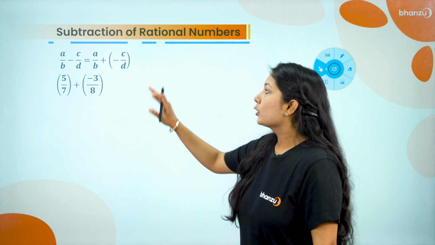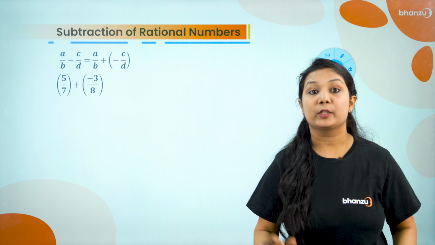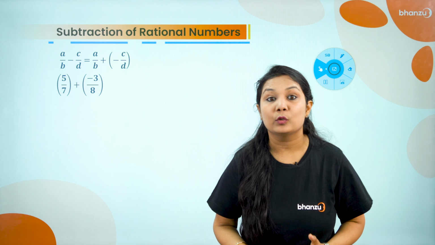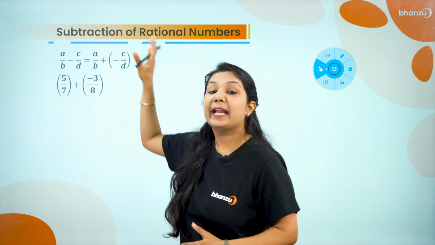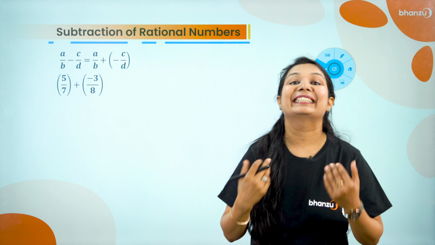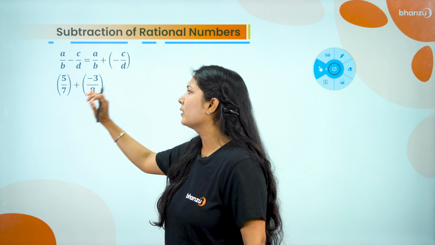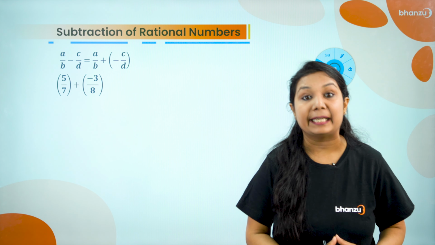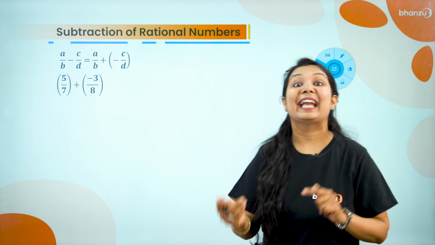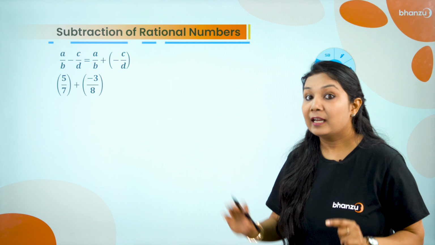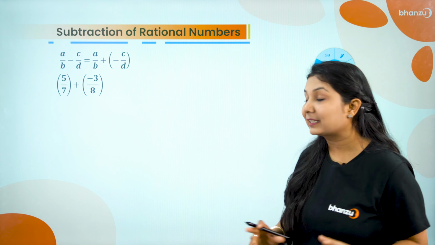So let's see. A upon B minus C upon D. Whenever we have to subtract two rational numbers, we can actually do addition of the additive inverse of the second rational number. So if you see this question right now, 5 upon 7 plus minus 3 by 8. So what we had done? We had taken the additive inverse of the second rational number, right? The same question was there in our previous slide also.